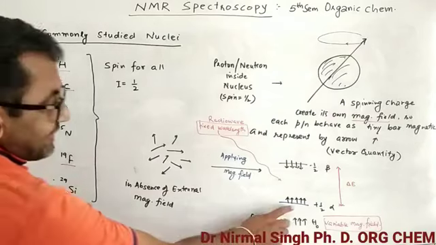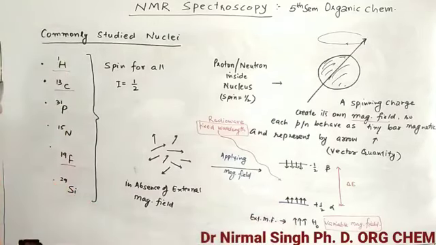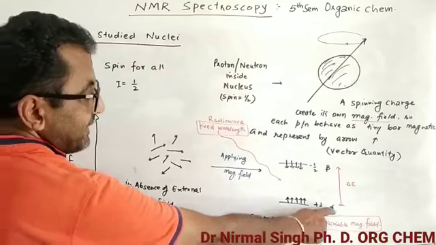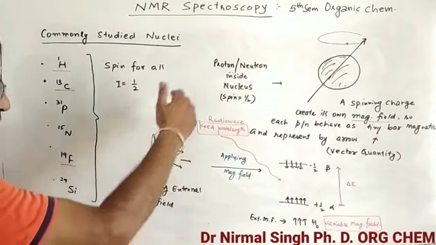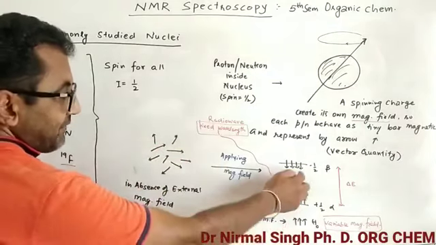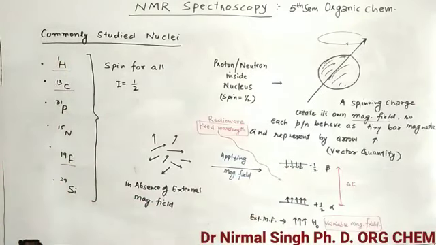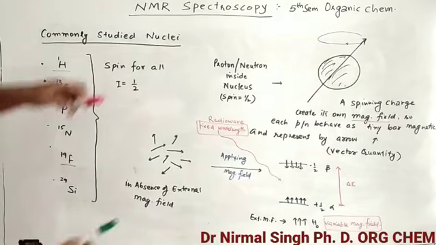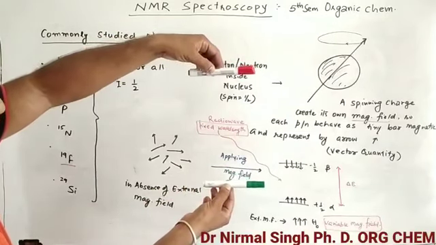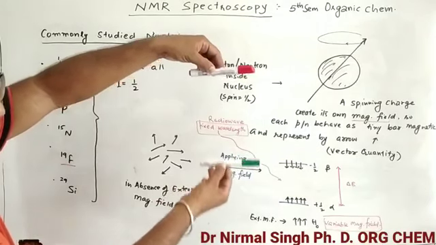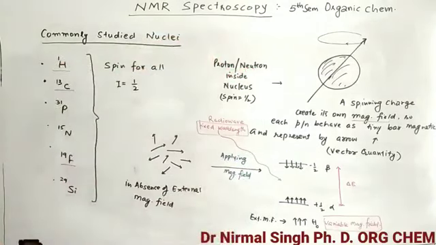Those which align in the same direction as the external magnetic field get a plus half spin, and that is known as the alpha state. We designate it as the alpha state. And those which align opposite to the external magnetic field have minus half as the value of I, the spin, and that is known as the beta state. Now we have created two states, alpha state and beta state. Green one is the alpha state, red one is the beta state. And there is a difference between these two. That difference is delta E.